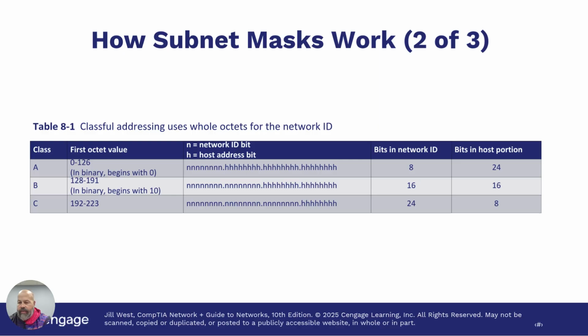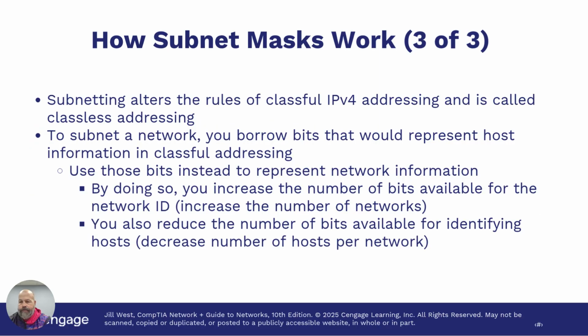Sometimes you need a few hundred addresses, not millions, and that's where classless addressing comes in. Subnetting throws out the rigid class system and lets you customize. This is called classless addressing. Here's the magic. You borrow bits that would normally identify hosts and use them for network information instead. It's like converting bedrooms into offices. You're repurposing space.